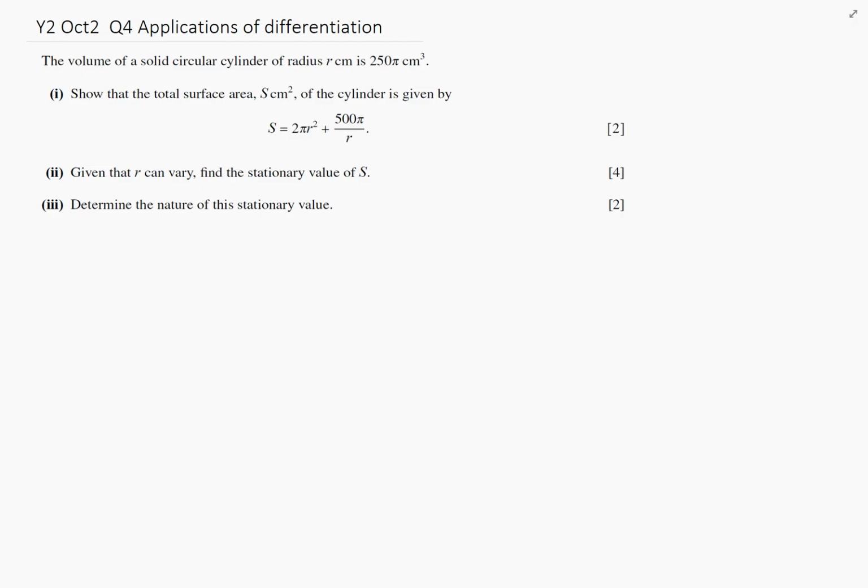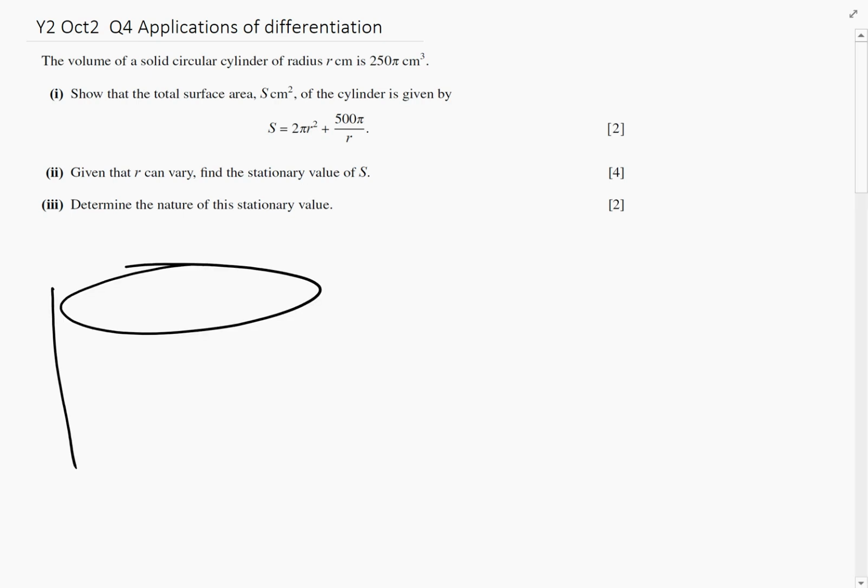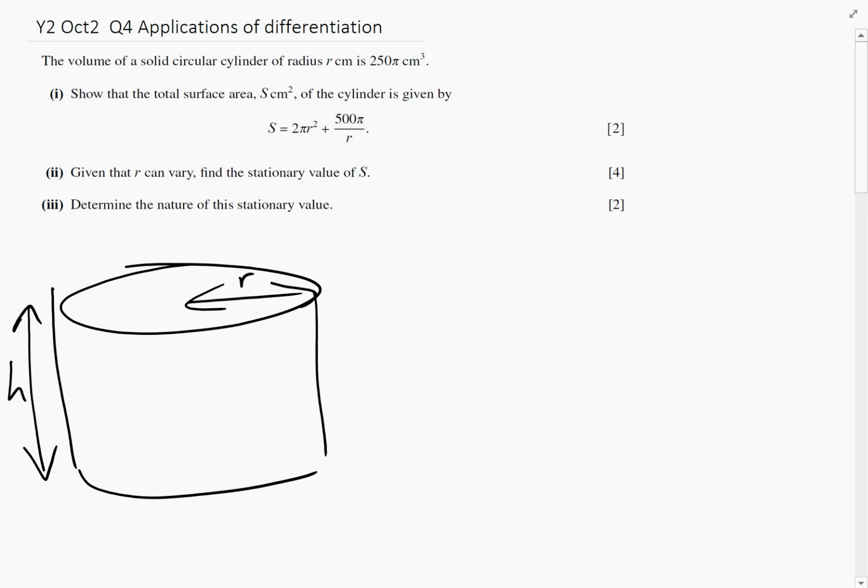Okay, question 4. This is talking about a cylinder. So let's just do a quick sketch of a cylinder. And the radius is r. There's no mention of the height here, so let's just call it h. And we're told that the volume is 250 pi centimeters cubed.